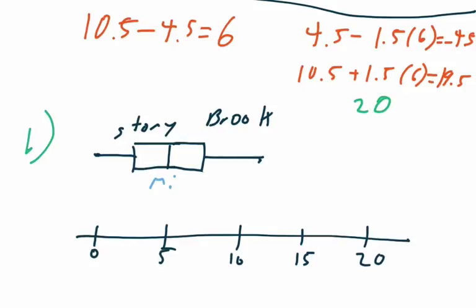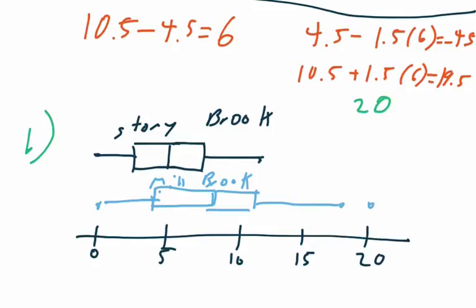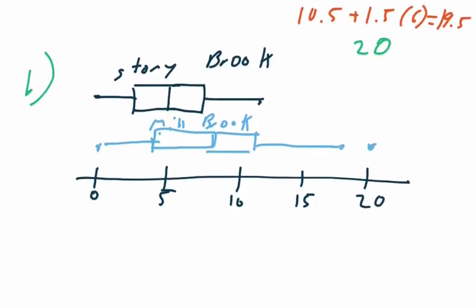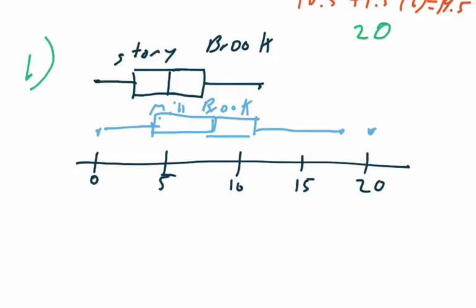For Millbrook, my lowest number is 0. My first quartile is 4.5. My median is 8.25. My Q3 is at 10.5. My highest number that is not an outlier is 18. And then I have an outlier at 20. And so that's how my picture goes. I did not want to write down all of these numbers because I don't really know all of them, so I used the table.